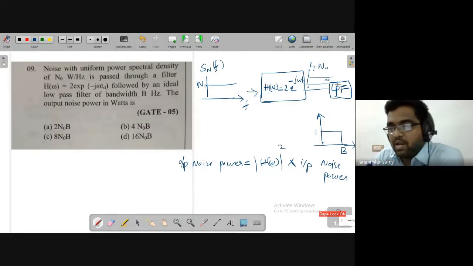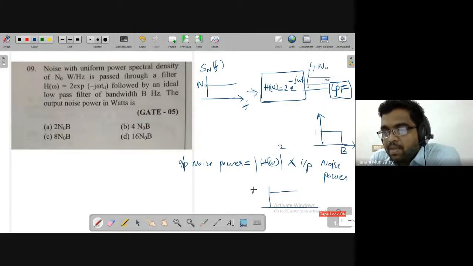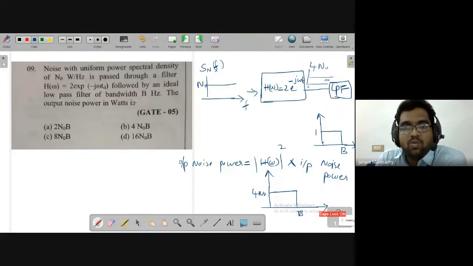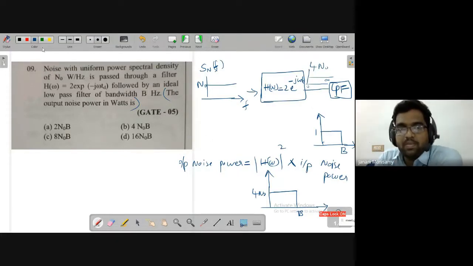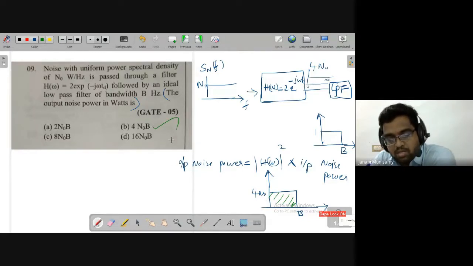So finally, at the output of the low pass filter, I will be getting 4 times N0, but up to the bandwidth of B. So this is the output of the low pass filter. What they are asking is, at the output of the low pass filter, how much noise power will be there? I know the shape of the spectrum at the output. Then you just take the area, that is the power. So 4 N0 B is the answer.